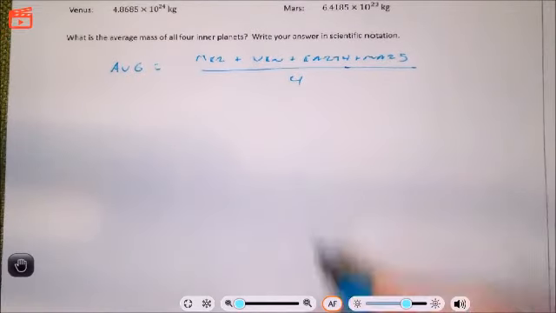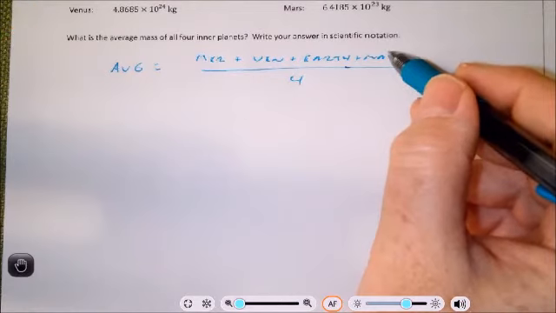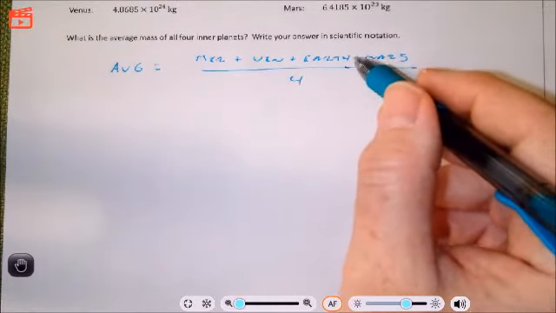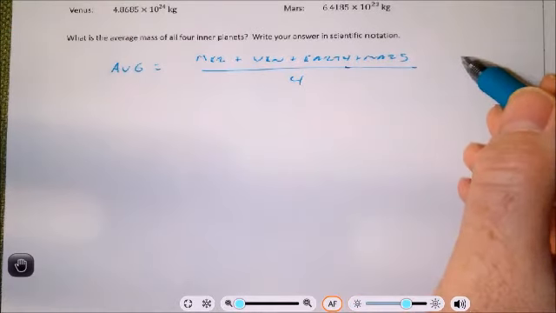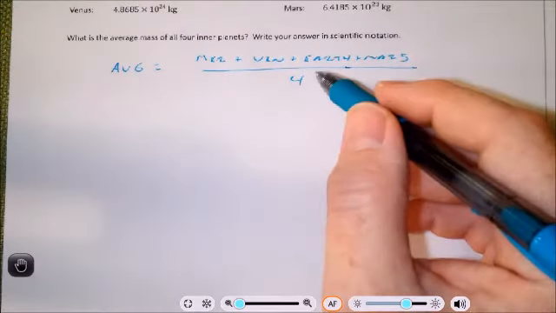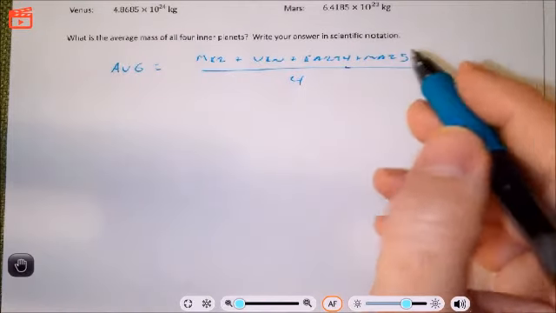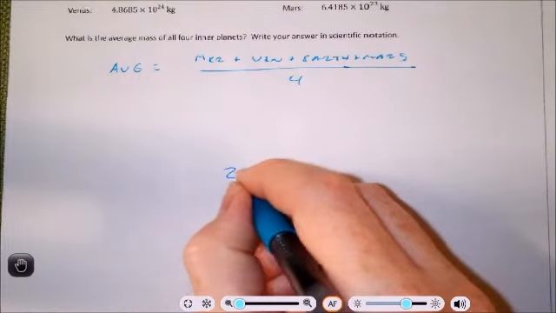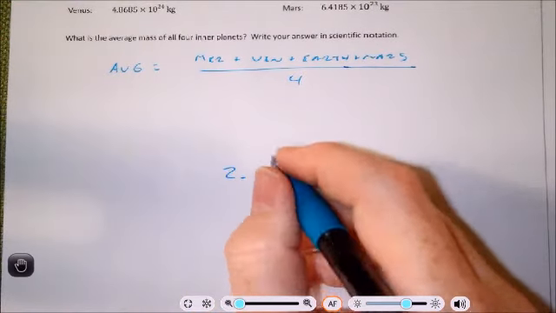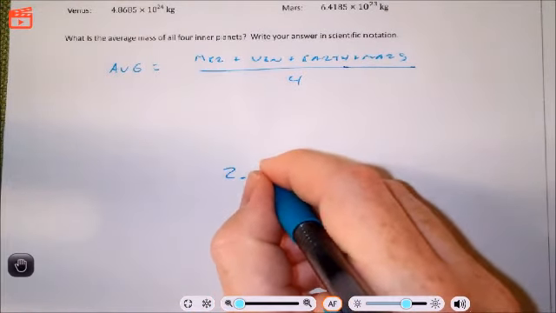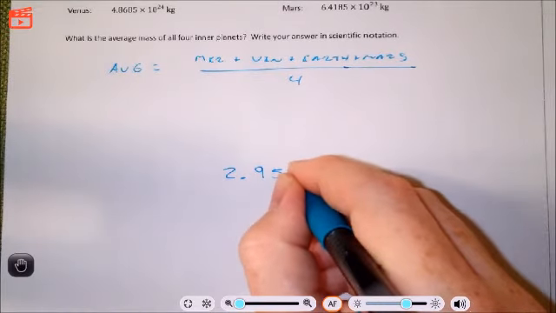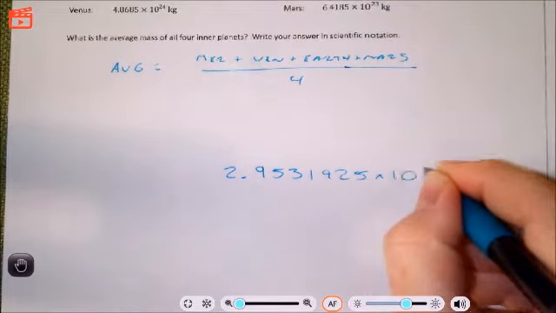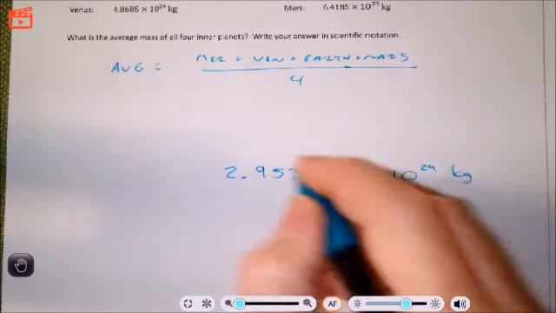Okay, if you added all these together, making sure that the place values matched before you added, if you distributed out 10 to the 23rd power, then added the pieces left over, then divided by 4, and then fixed it to match scientific notation, you should have found that the average mass of the 4 planets is about 2.9531925 times 10 to the 24th kilograms.